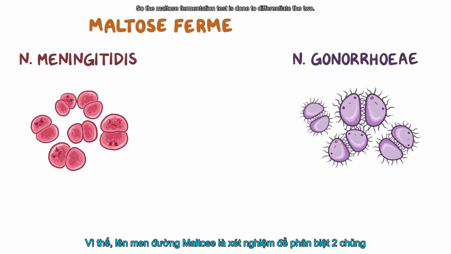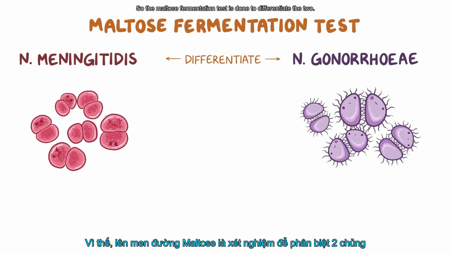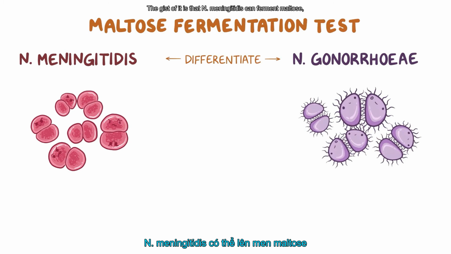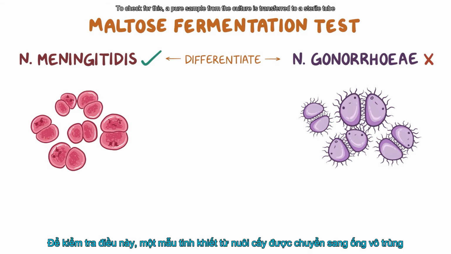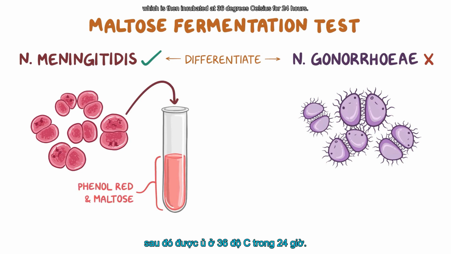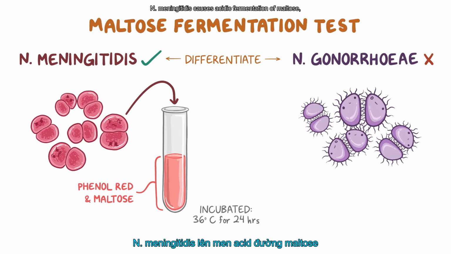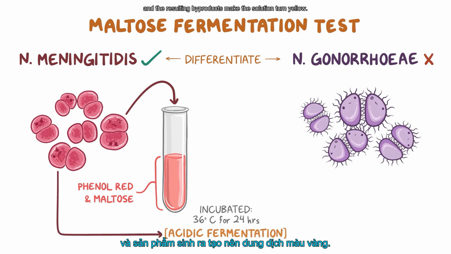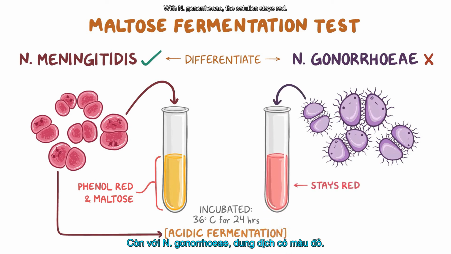So the maltose fermentation test is done to differentiate the two. The gist of it is that N. meningitidis can ferment maltose, whereas N. gonorrhoeae cannot. To check for this, a pure sample from the culture is transferred to a sterile tube containing a mix of phenol red and maltose, which is then incubated at 36 degrees Celsius for 24 hours. N. meningitidis causes acidic fermentation of maltose, and the resulting byproducts make the solution turn yellow. With N. gonorrhoeae, the solution stays red.